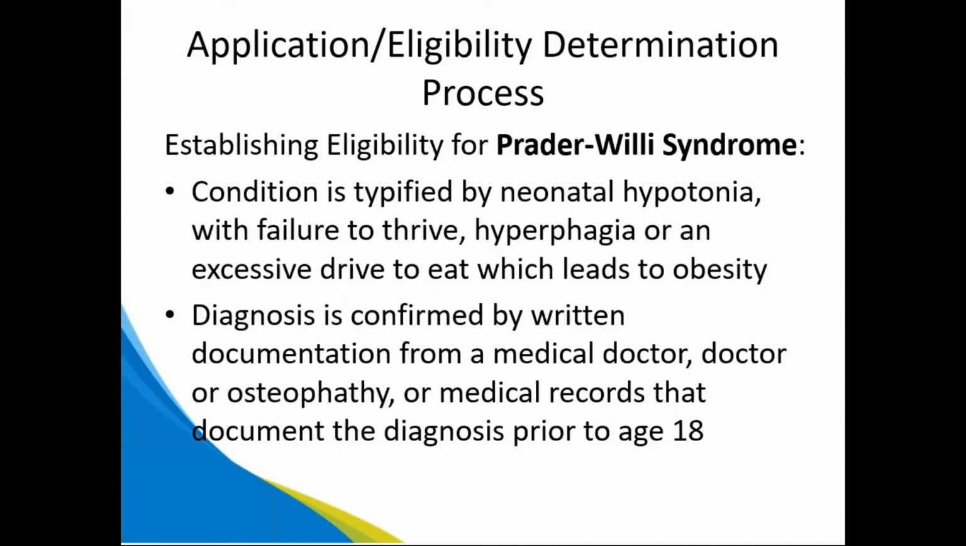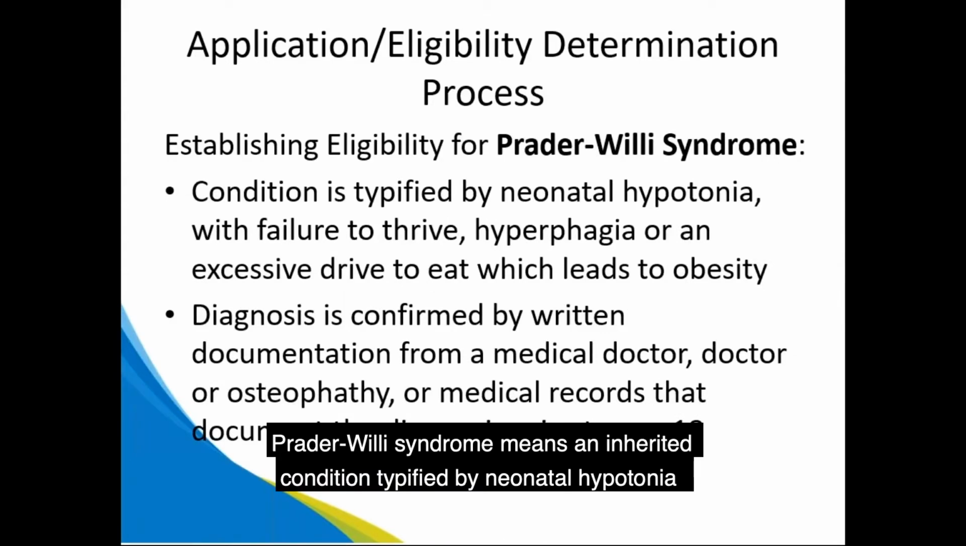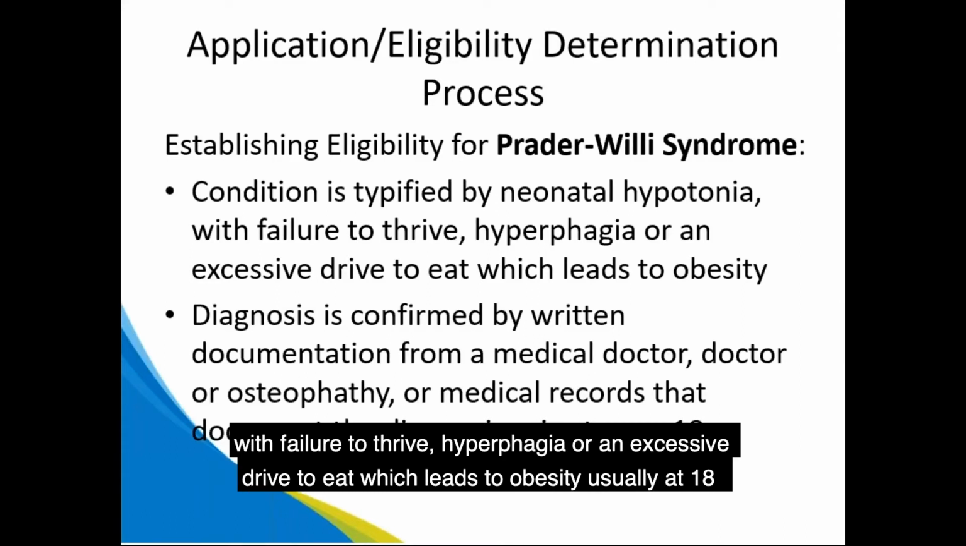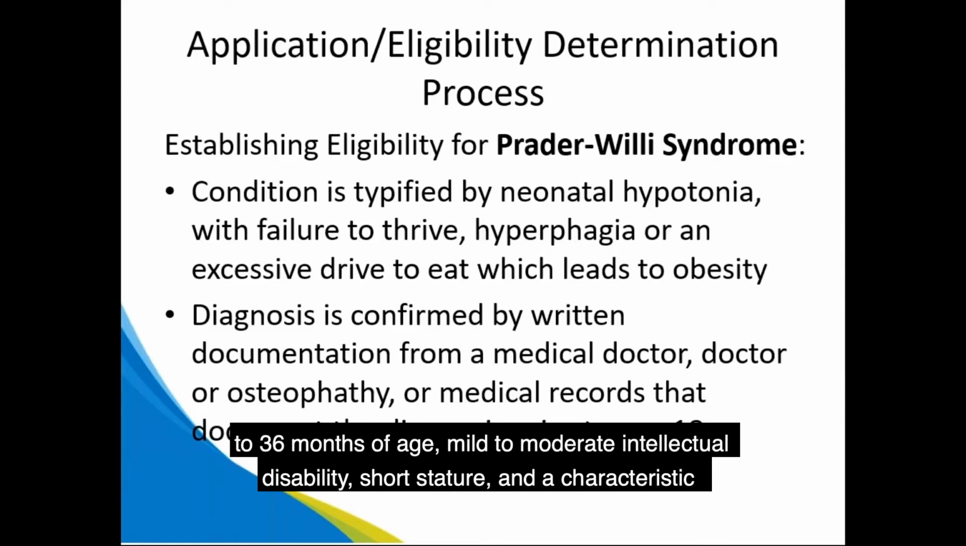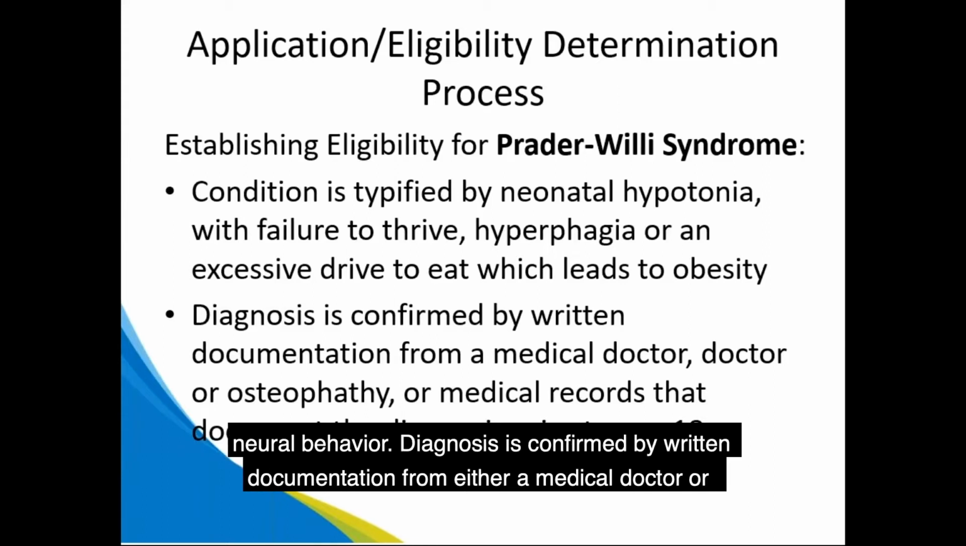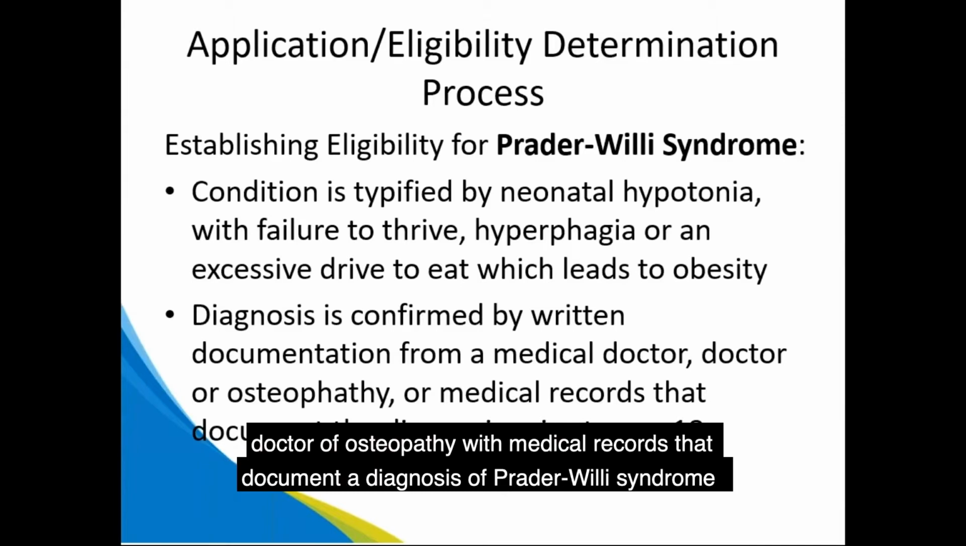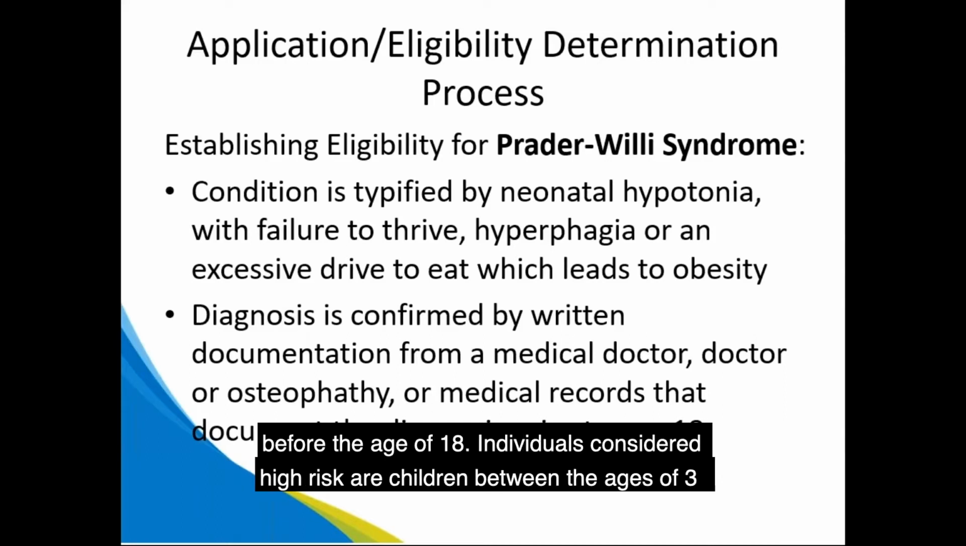Prader-Willi syndrome means an inherited condition typified by neonatal hypotonia with failure to thrive, hyperphagia, or an excessive drive to eat, which leads to obesity, usually at 18 to 36 months of age, mild to moderate intellectual disability, short stature, and a characteristic neurobehavior. Diagnosis is confirmed by written documentation from either a medical doctor or doctor of osteopathy with medical records that document a diagnosis of Prader-Willi syndrome before the age of 18.